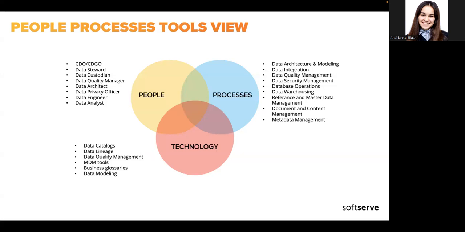And the technology side is represented by a set of technologies. These are data catalogs, data lineage tools, and data quality management tools. MDM stands for master data management, and master data is business-related things like your customers, your orders, or your office location, something that defines your business entities. Then there are business glossaries and data modeling tools as well.